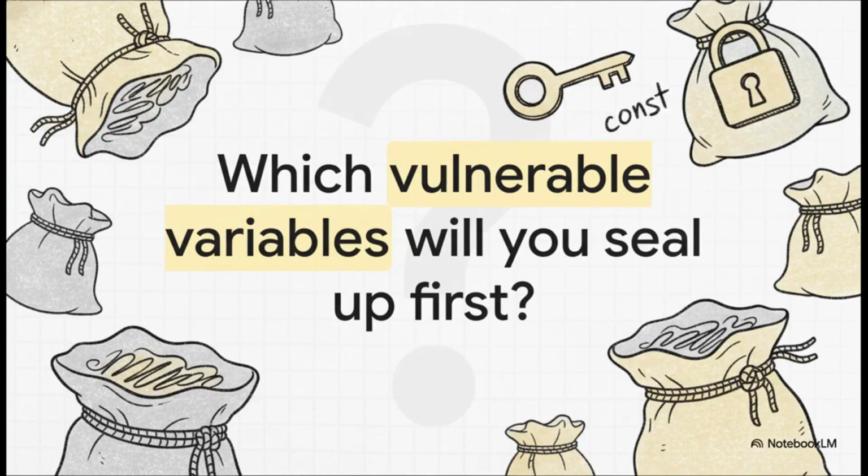Now that you understand the mechanics of the sealed bag, and you know exactly how to lock down memory to prevent catastrophic overrides, I want you to look at your own projects. Which vulnerable variables in your codebase are just sitting there in open bags, completely exposed, waiting to be accidentally changed? Which ones are you going to seal up first using the const keyword? Take this knowledge, apply it to your code today, and build safer, more reliable applications.